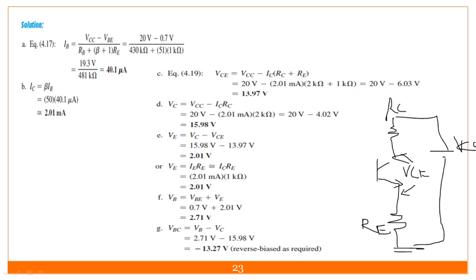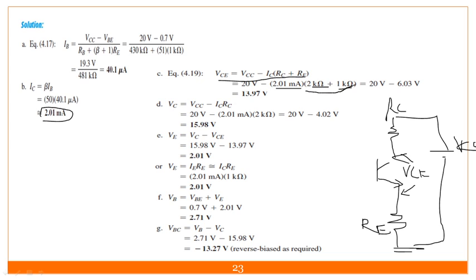Apply KVL across this one, so what will we get? I will get VCE is equal to VCC minus IC (RC plus RE). So VCC is how much? 20 volt minus IC, which we have calculated, that is nothing but 2.01 milliampere. Then RC is 2K and RE is 1 kilo ohm. So this is nothing but 21K, 21K multiplied with 2.01 milliampere. So 20 volt minus 6.03.